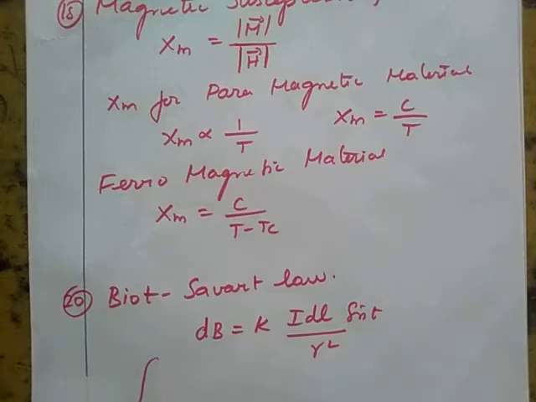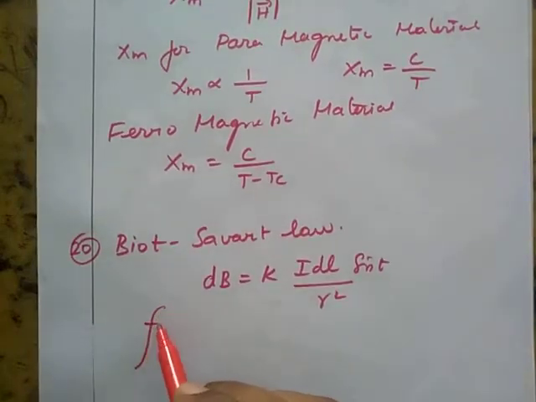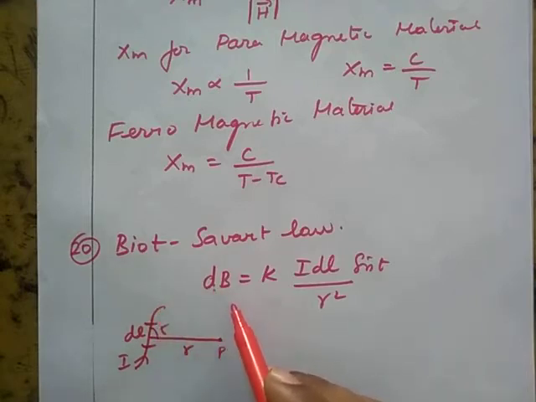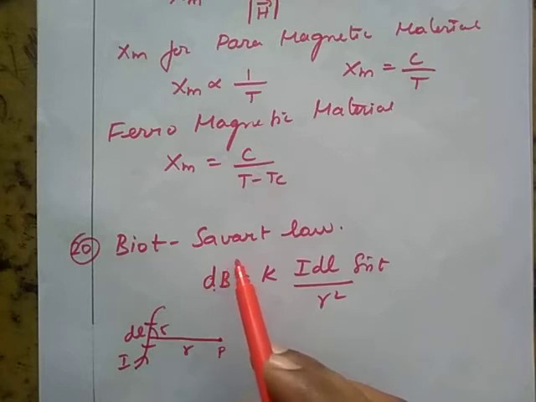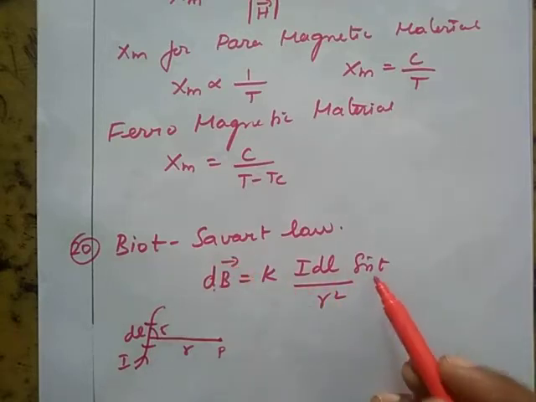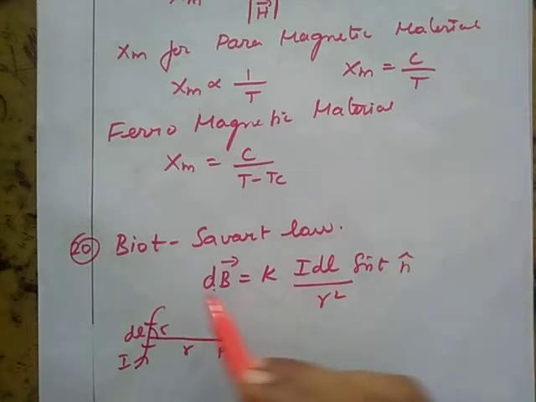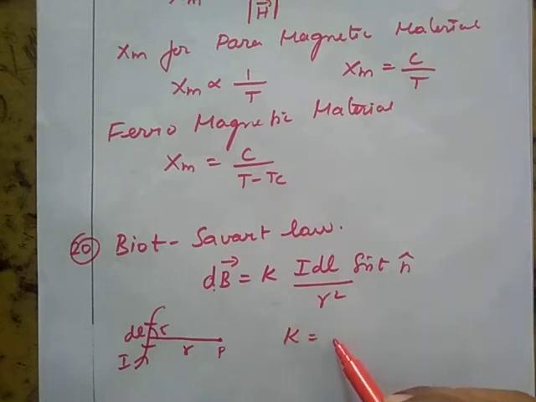Here I consider a current element. The current element length is dl. Here I is the current flowing through this. Then at a distance r, at an angle theta with the current element, at the point P the magnetic field is dB. Suppose you want to write it in vector form, then dB vector is equal to k I dl sin theta by r square into n cap. Here this n cap indicates the direction of the magnetic field. Here this k is a proportionality constant, that is equal to mu naught by 4 pi.